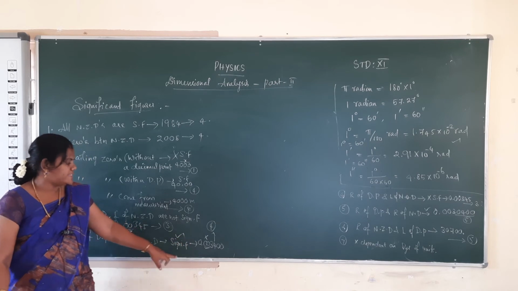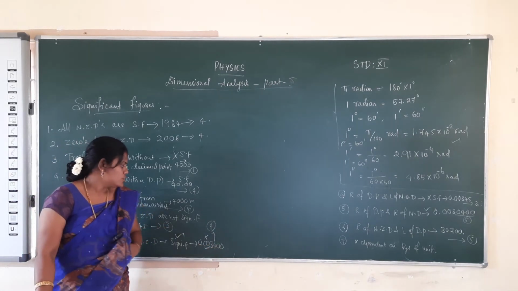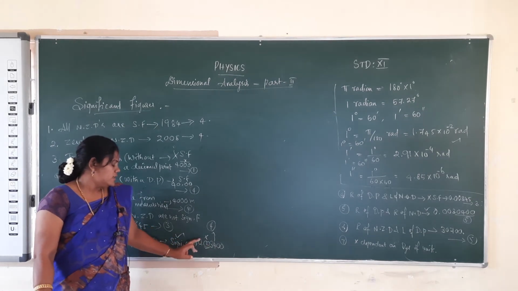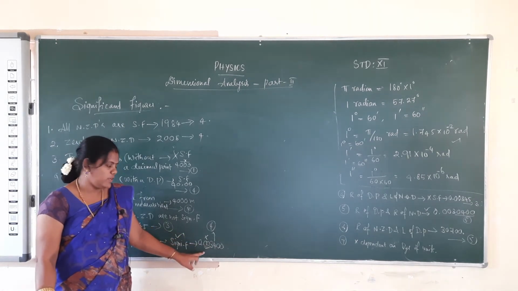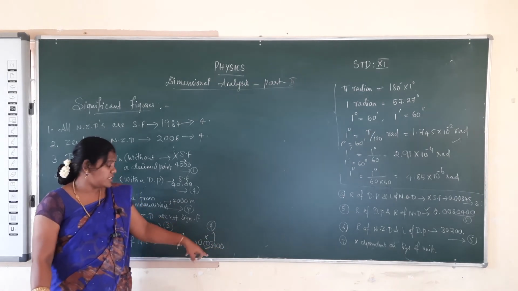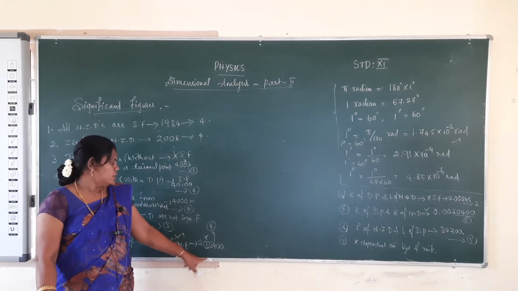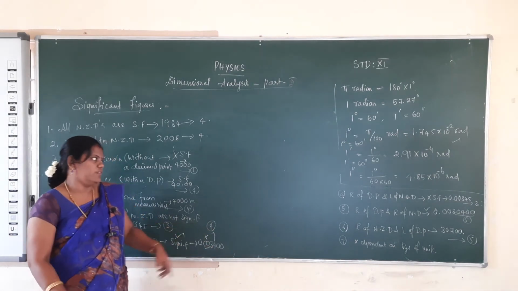We explain this with an example: 0.003400. The 00 after the decimal point are not significant figures, but the zeros after the non-zero digit are considered significant figures. After the non-zero digit, the trailing zeros are also considered significant figures. So 3400 has 4 significant figures.